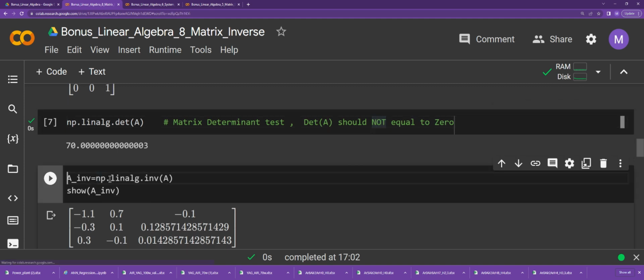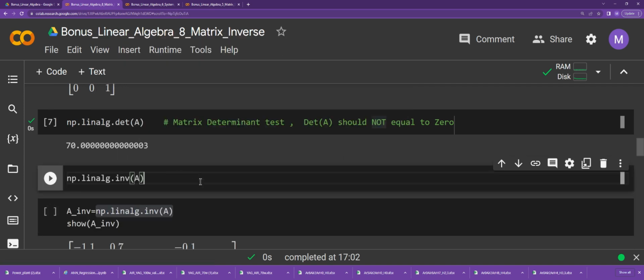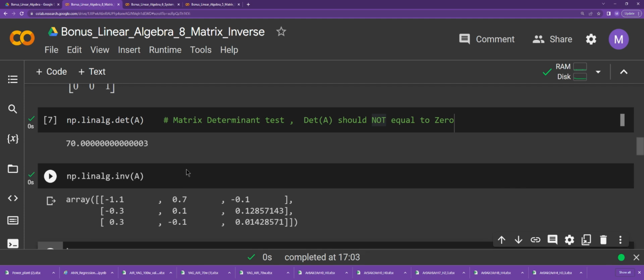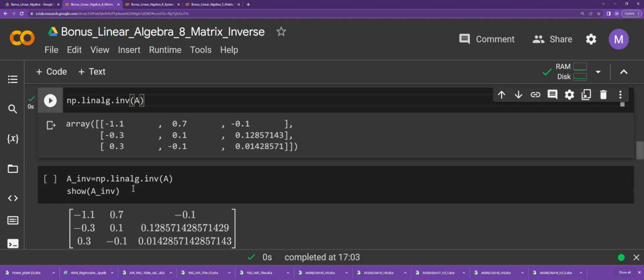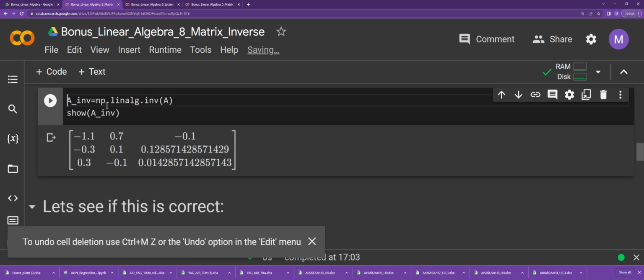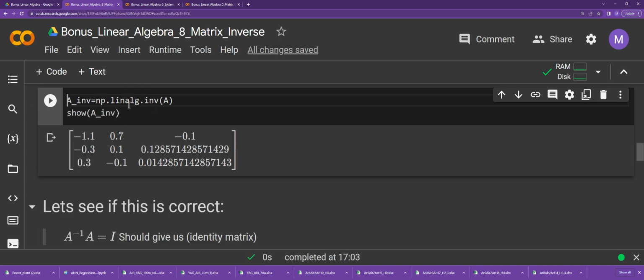The function is np.linalg. Sorry, np.linalg. Let me just run it separately before the function. So np.linalg.inv(A) would give you the inverse of matrix A. That's the inverse. And obviously I'm using the show function on the A inverse that I associated with this, just to show it in a nice format. So very, very easy to calculate with Python by using the np.linalg.inv function.